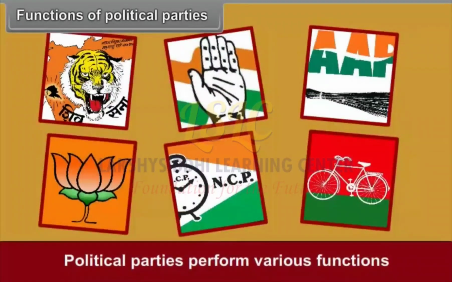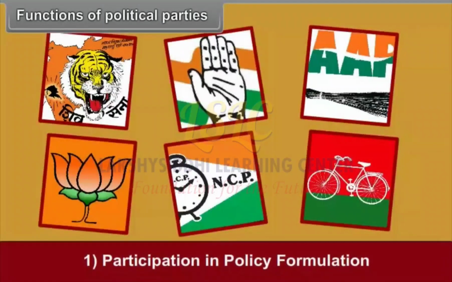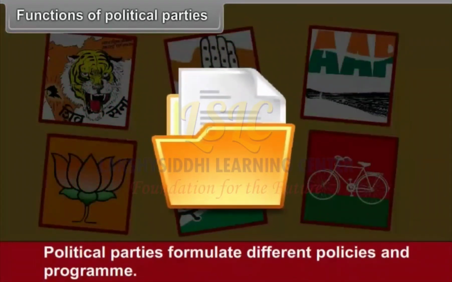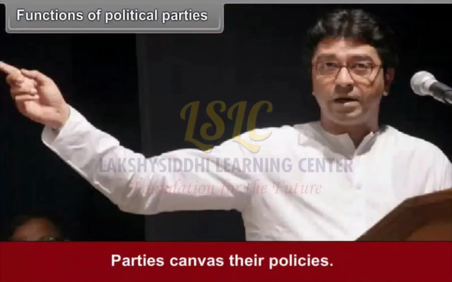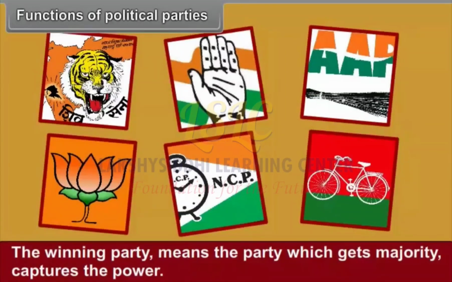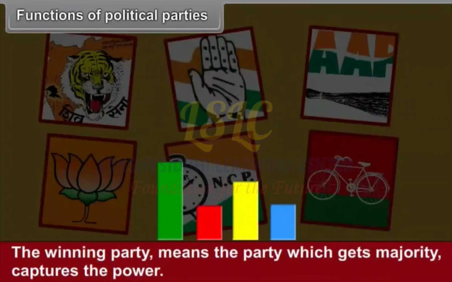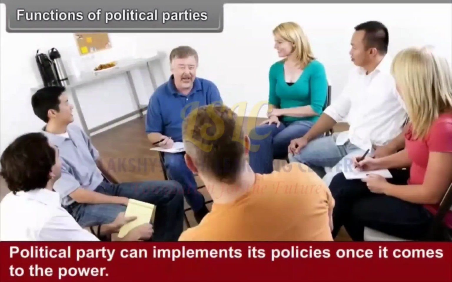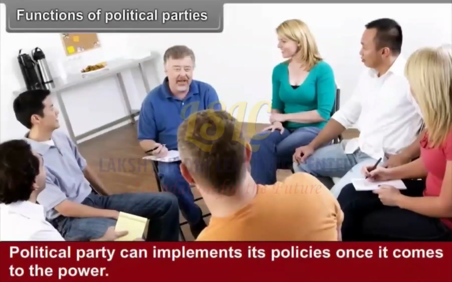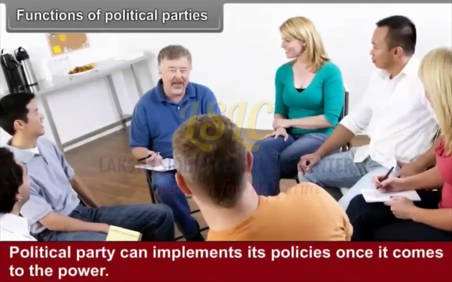Political parties perform various functions. They are: first, participation in policy formulation. Political parties formulate different policies and programs. Parties canvass their policies. The winning party, which means the party which gets the majority, captures the power. A political party can implement its policies once it comes to power.